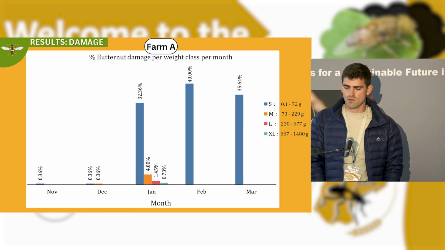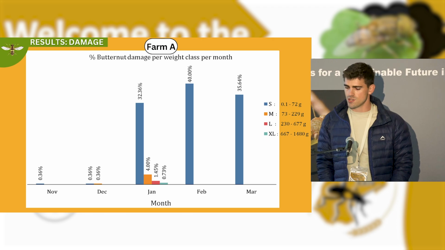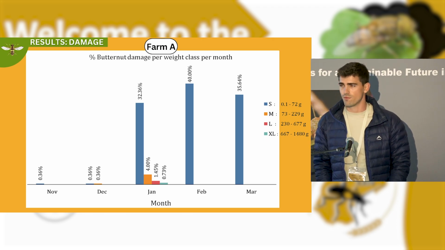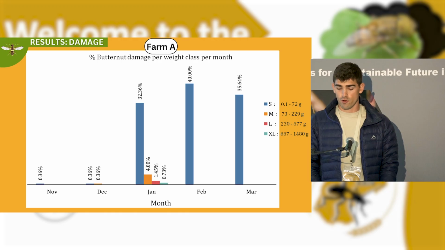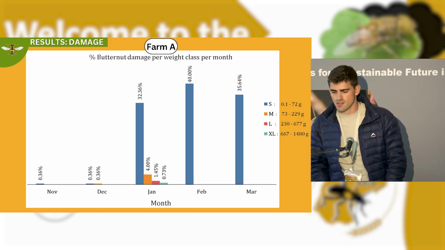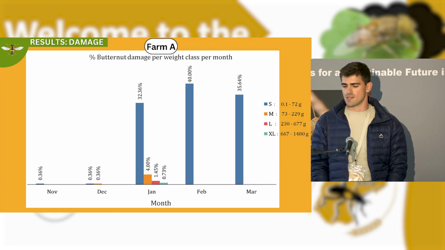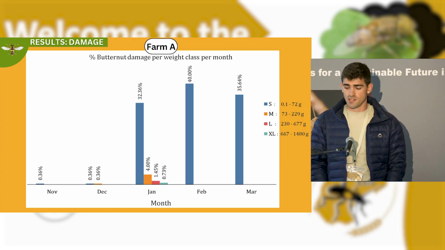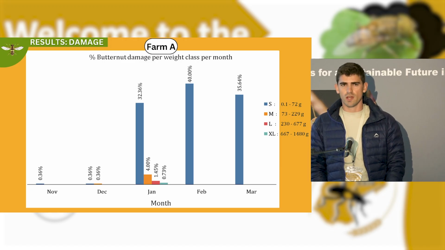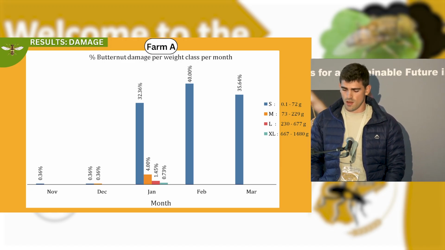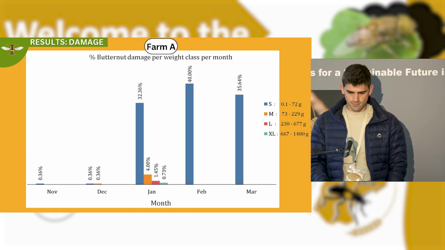This graph shows the percentage of butternut damage at Farm A, broken down by weight class for each month. For example, in January, approximately 38% of inspected butternuts were infested. Of that, the majority, 32%, were in the small category. The remaining 6% damage was split between the other weight classes.